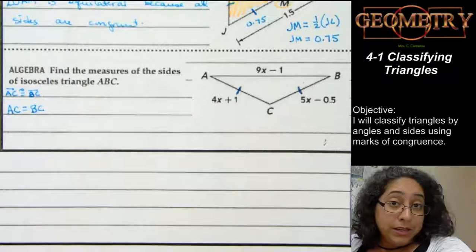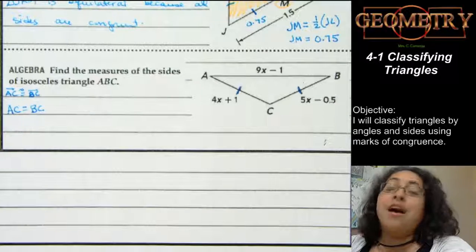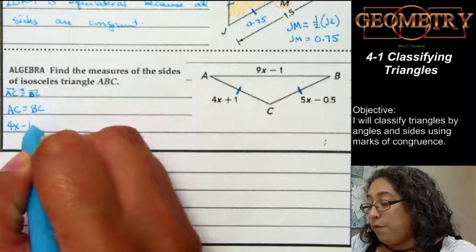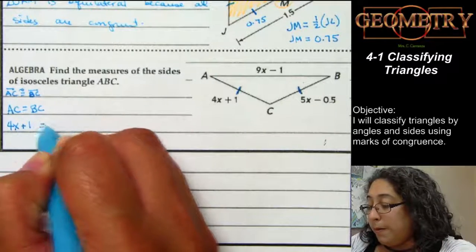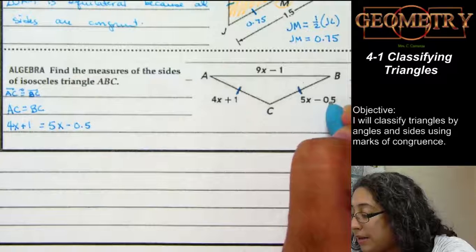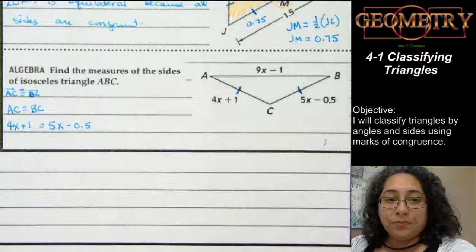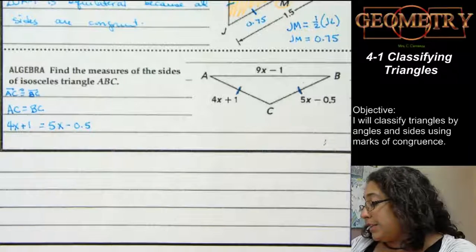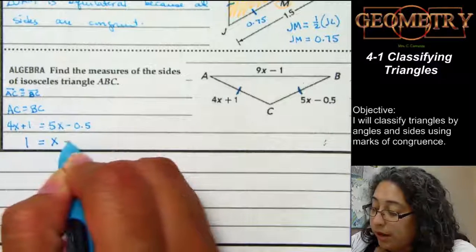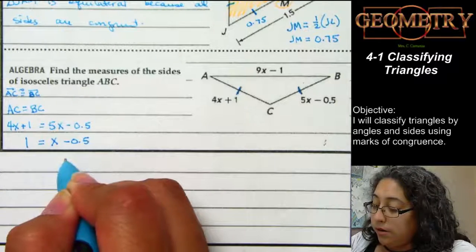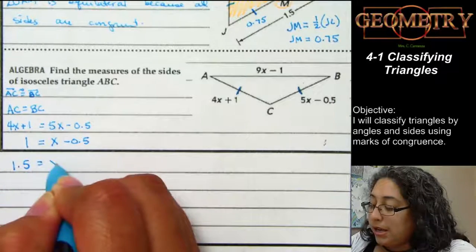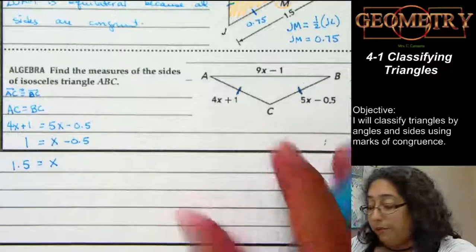Now that I have the measures of the sides being equal, I can substitute for the information that I already have. The measure of AC is 4x plus 1. The measure of BC is 5x minus 0.5. Sorry, that decimal is a little hard to see. I'm going to go ahead and use my algebra techniques to solve this for x. I'm going to move the 4x over to the right-hand side, leaving me with 1x over there. And then I'm going to add 0.5 to both sides to get rid of it on the right-hand side. That leaves me with x being 1.5.